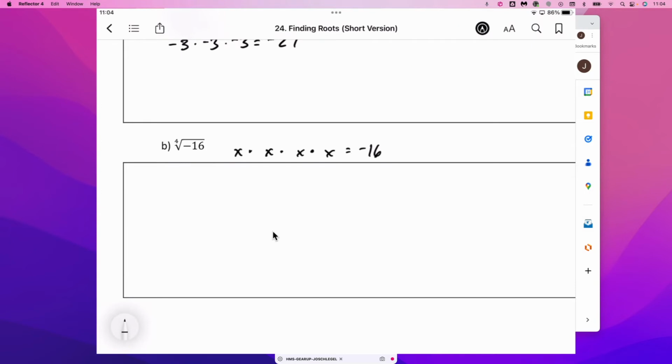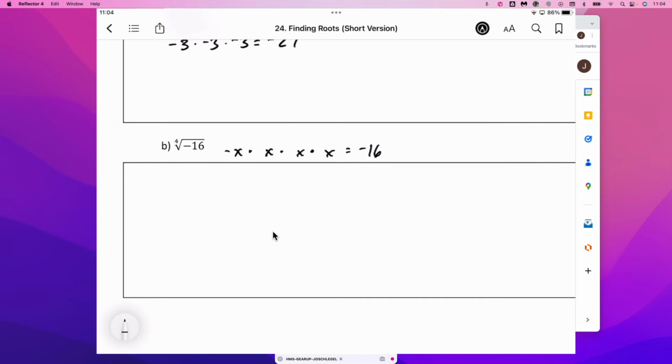And see if we can, using 4 numbers, because it's the 4th root, we need 4 factors or 4 things being multiplied. Is there a way to get negative 16 out of this? And remember, they all have to be the same. So we can't have one of these negative and the other one positive. They all have to be positive. And if I multiply 4 positive numbers, I get a positive answer.